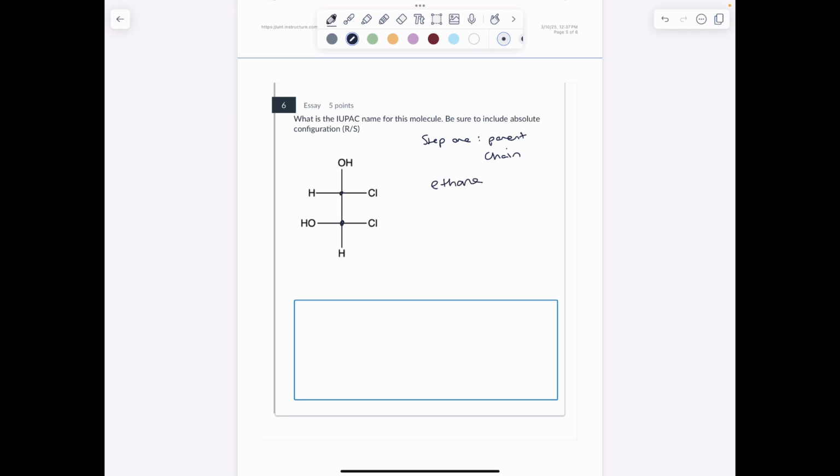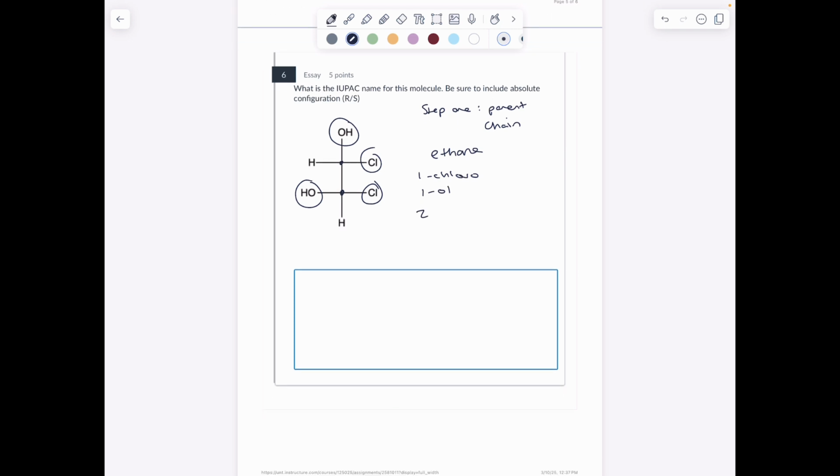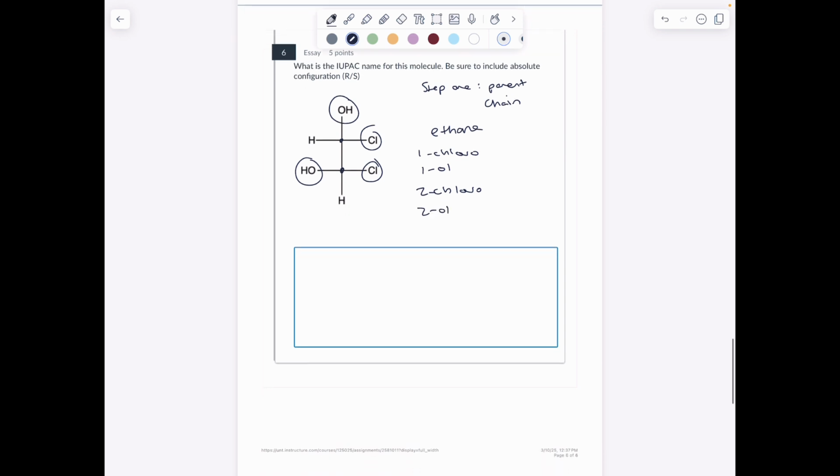And then find your substituents, 1, 2, 3, 4. So they both have an alcohol and they both have a chlorine. So it doesn't matter which way we number them because you're always going to have both of them on one. So we could just say 1 chloro, and then 2 chloro and 2 all. I would combine these and know that this is going to be a diol and this is a suffix. And then I would combine these and know they're going to be dichloro. And this is a prefix.